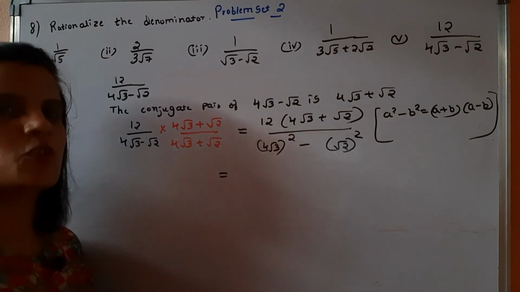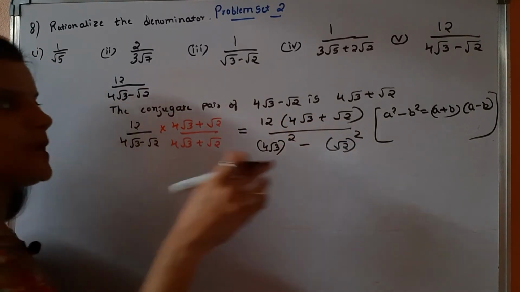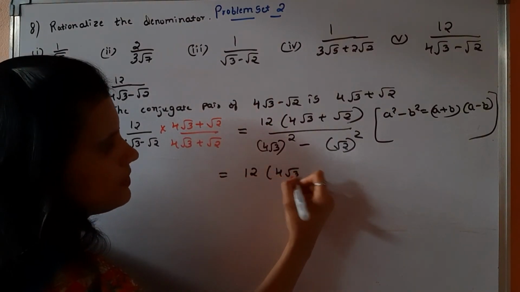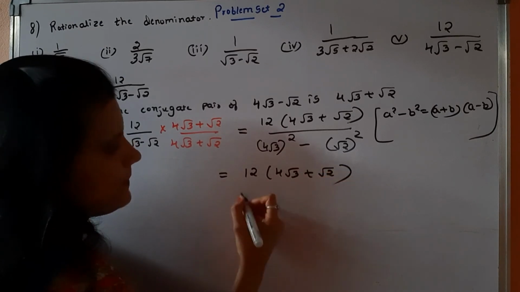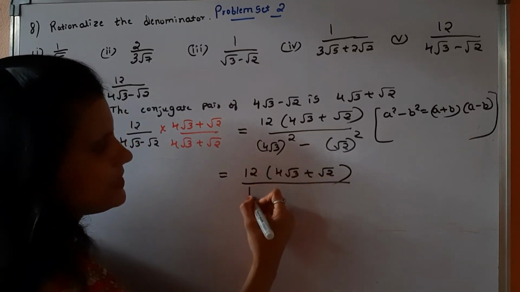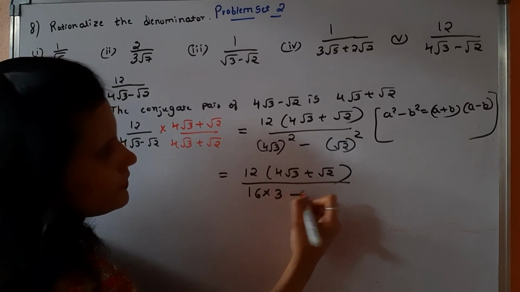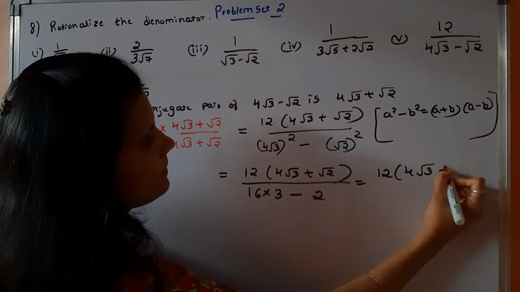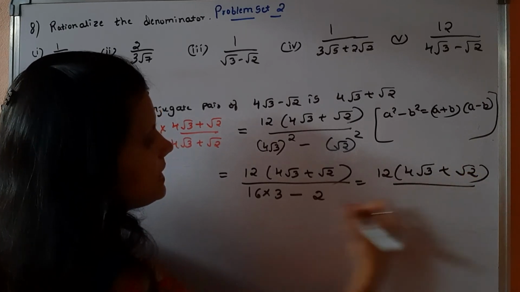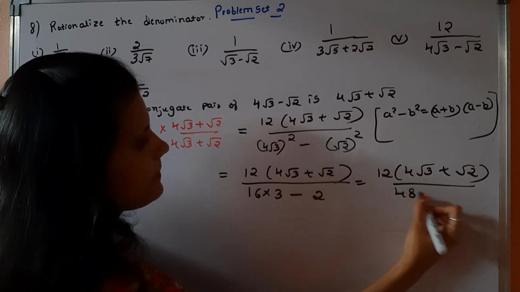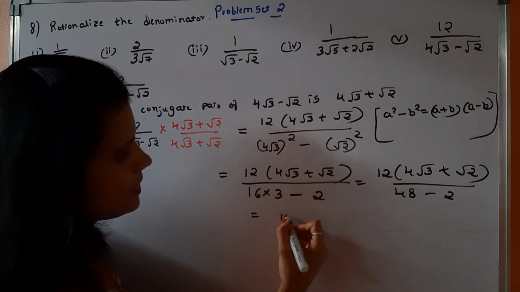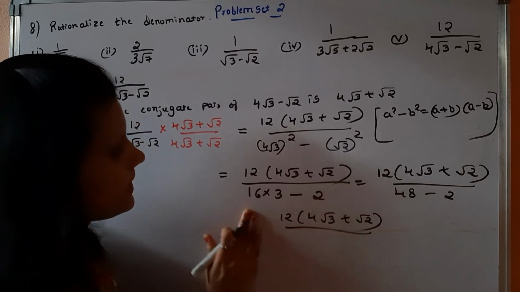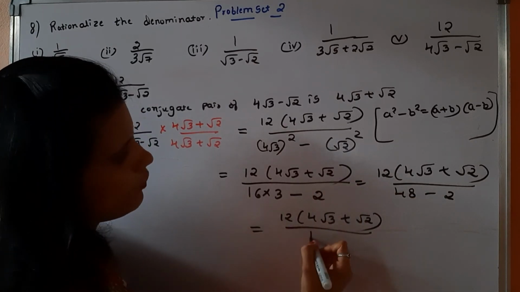Like this sum you have solved in the exercise. क्योंकि टेक्स्ट बुक में आप लोग को आंसर ऐसे ही दिया है, so we cannot take this one out. We'll keep like this only. Fine. क्योंकि if you are multiplying again you have to take a common out. 4 का square 16, root 3 square 3, root 2 का square 2. So this one become 12, 4 root 3 plus root 2, 16 3s are 48 minus 2. Now here 12, 4 root 3 plus root 2, 48 minus 2, this one will be 46.